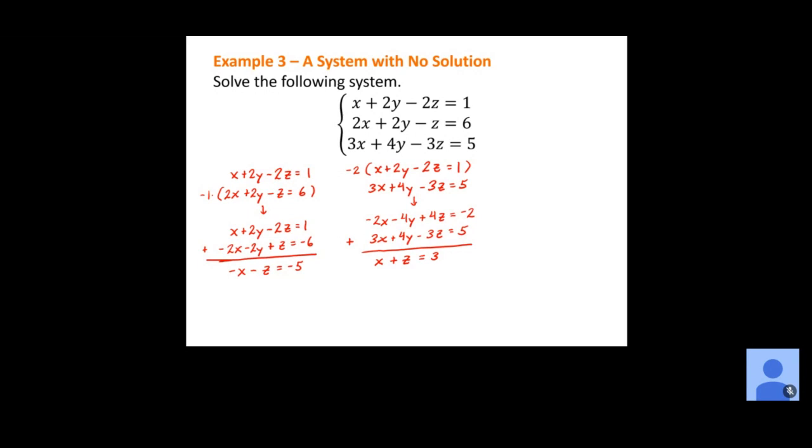Okay, so we want to put these two equations down here that we just solved, right? Put those together. So that's going to give us negative x minus z equals negative 5. And then x plus z equals 3. And so then we need to eliminate a variable, right? Well, in this case, it really doesn't matter. They're already lined up. And when I add these together, what's going to happen?